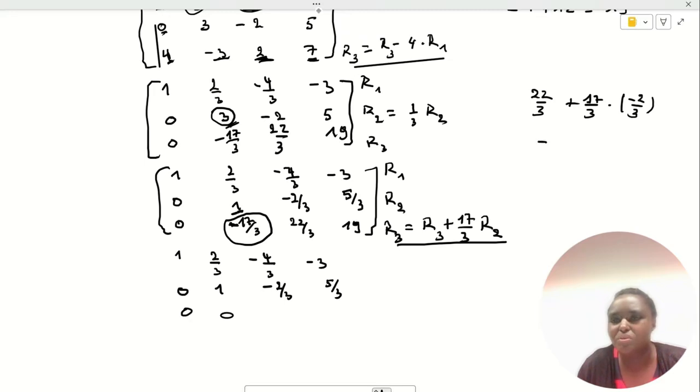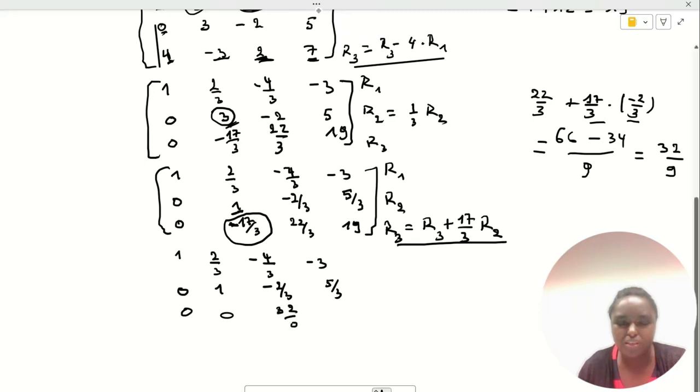Yes, so this one will be equal to, here we have 3 times 3, the common denominator will be 9, then 9 divided by 3 is 3 times 22, this is 66, and 17 times minus 2, this is minus 34, then over 9, which is equal to 32 over 9. So we get here 32 over 9. And here what are we going to get?